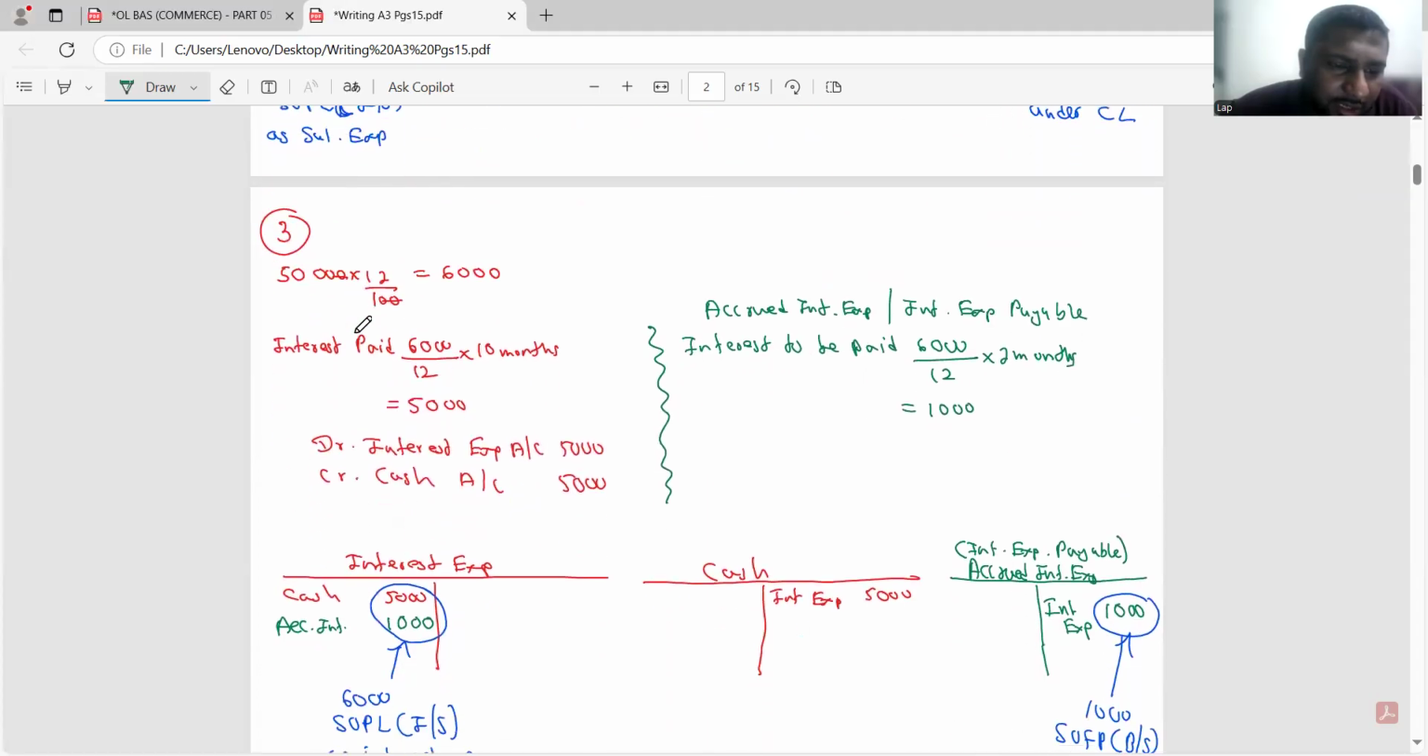And here also write: debit the interest expense account, 1,000. Credit the accrued interest expense account, 1,000.